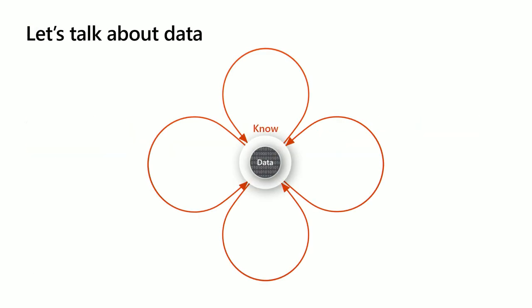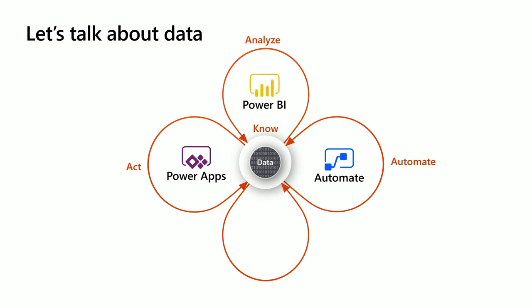So, first of all, let's talk about data. How many of you have seen the flywheel slide before, where data is central to all digital transformation because the data is what we know? With that data, we use Power Apps to take action against it. We use Automate, not Flow, to automate against that data. We use Power BI to analyze the data, and we use AI Builder to learn from that data.